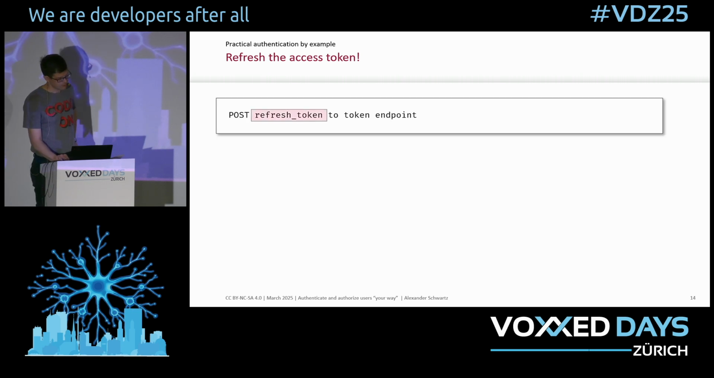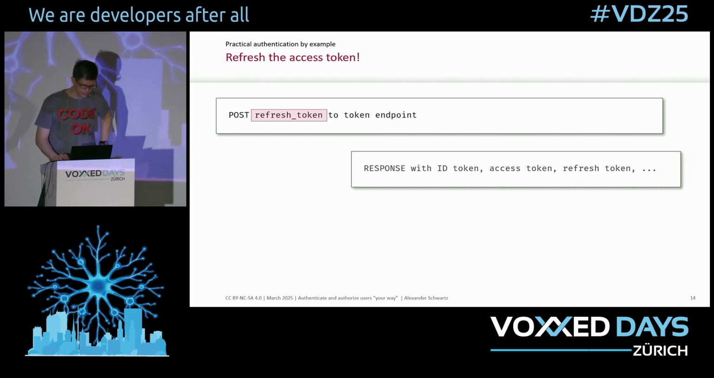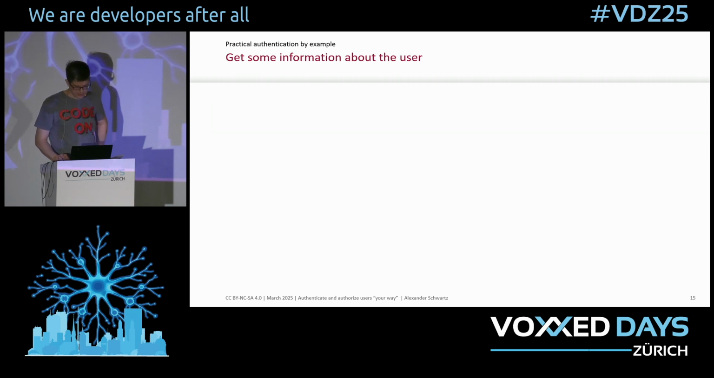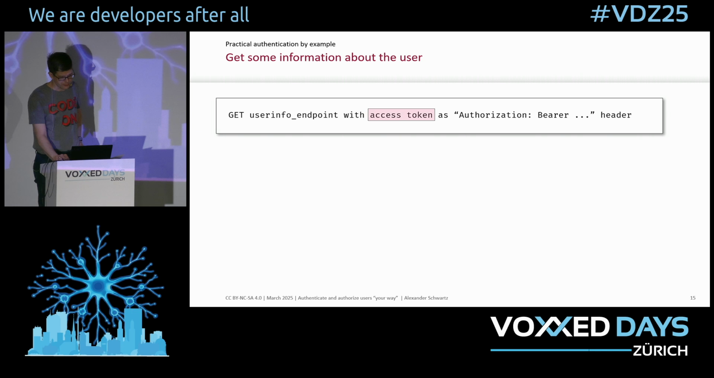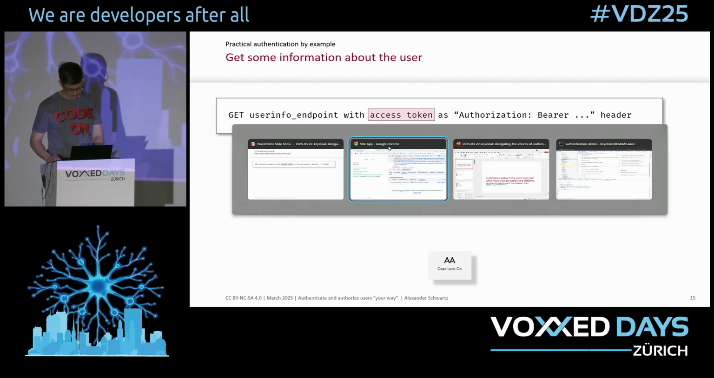Refreshing the access token, well, for that I need the refresh token with a token endpoint. The token endpoint is again in this JSON I retrieved at the beginning. I receive a new set of entries here. And the user info endpoint is also defined. It will get me all the information about the user, and what I do is send the access token to that endpoint.